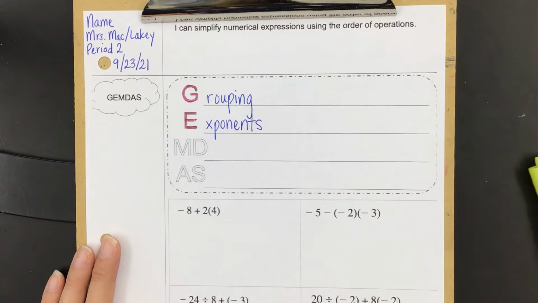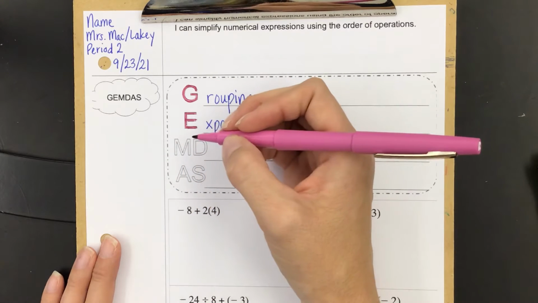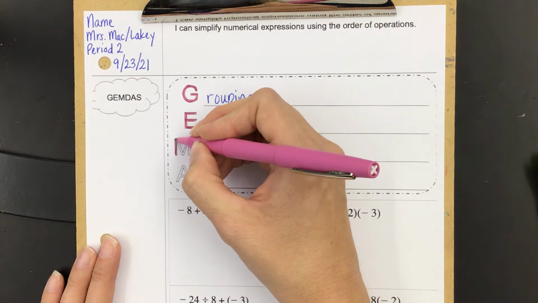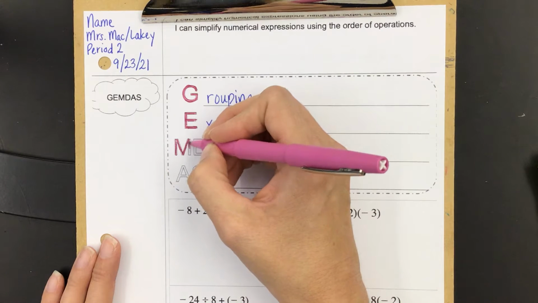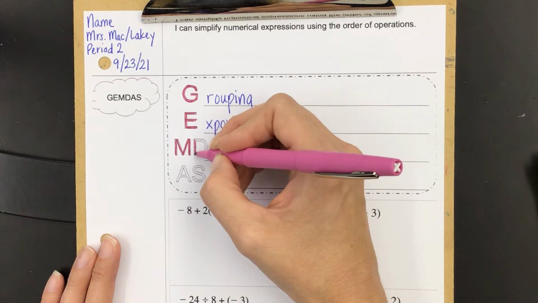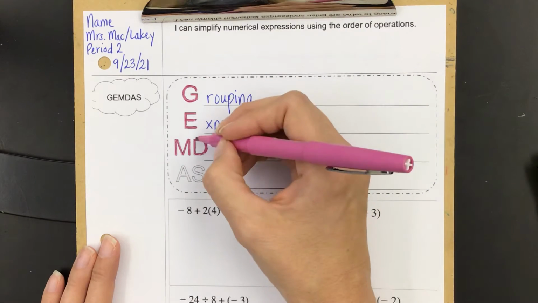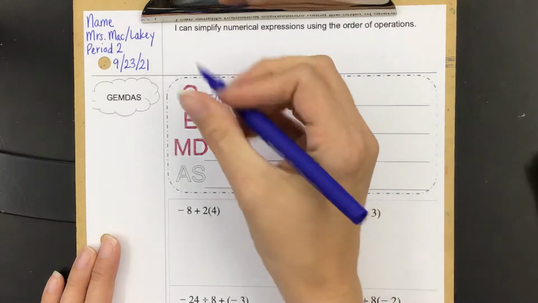Okay. Does anybody remember what the M and the D stand for? Alex. Multiplication and dividing. Yes. We have them on the same line because they're basically the same step. You're going to multiply and divide from left to right. Okay? So whichever comes first. It's not necessarily always your multiplication first. It's whatever comes first in your equation.